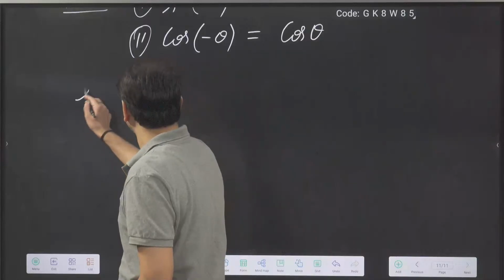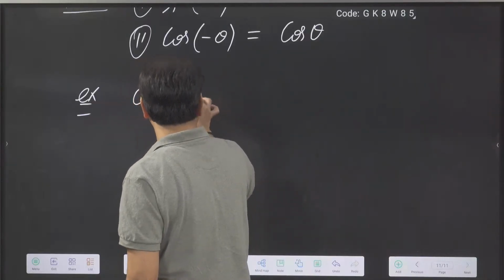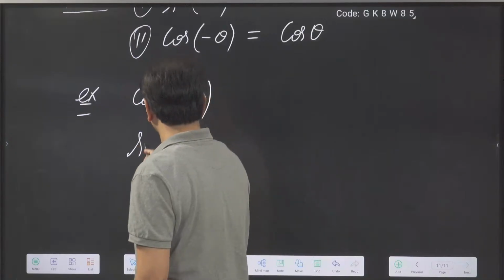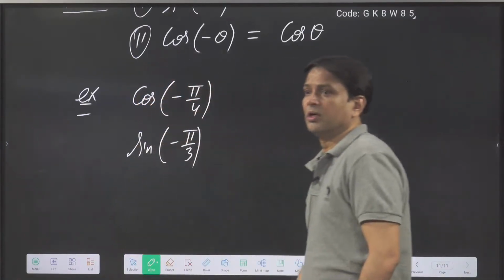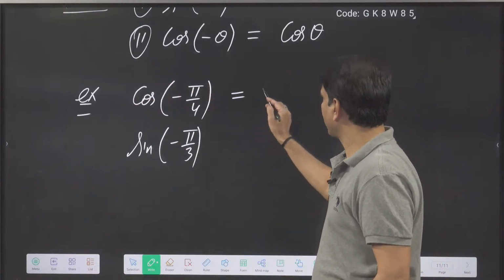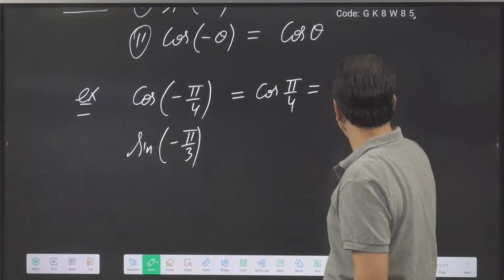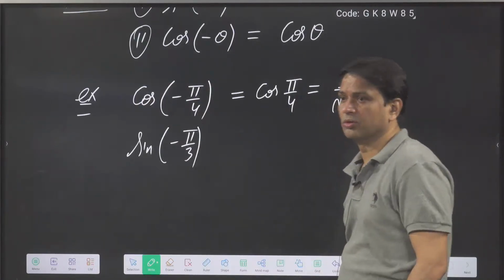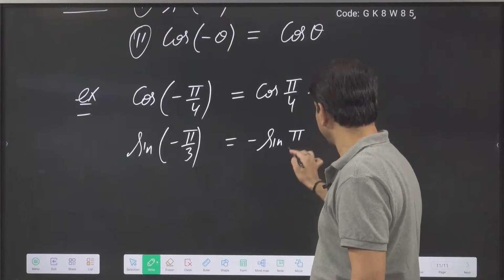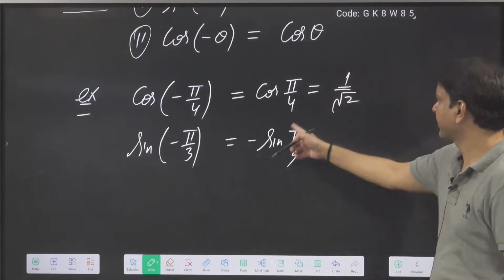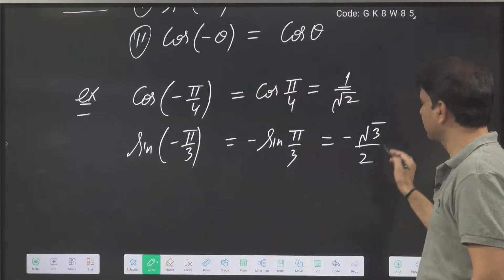To remember, one example you can write: suppose I am saying cos of minus pi by 4 and sine of minus pi by 3. What is the value? Cos of minus pi by 4, I can write cos pi by 4, whose value is 1 by root 2. Sine of minus theta is minus sine theta, so minus of sine pi by 3. Sine pi by 3 value is root 3 by 2. Then I will get minus of root 3 by 2.